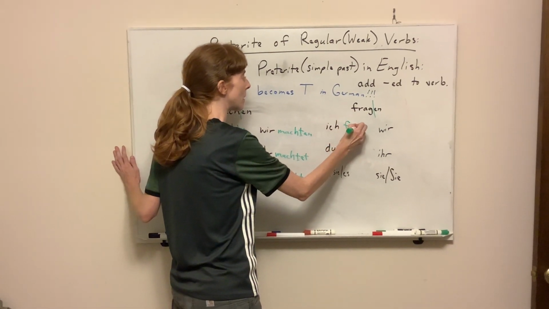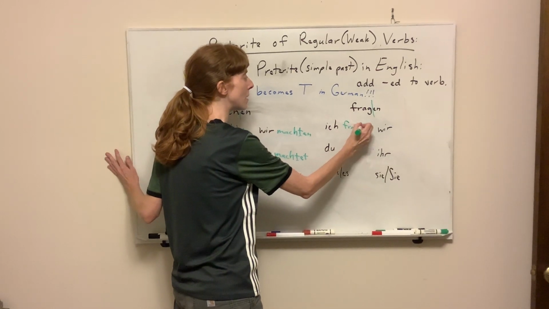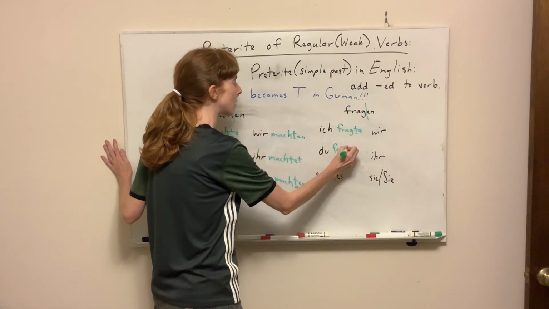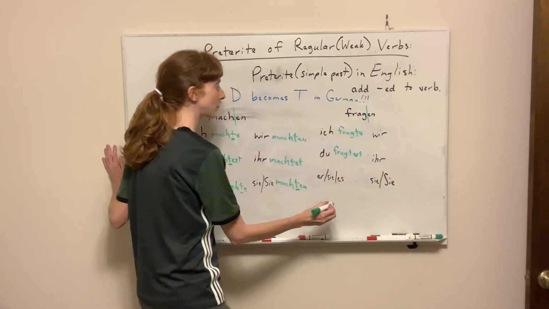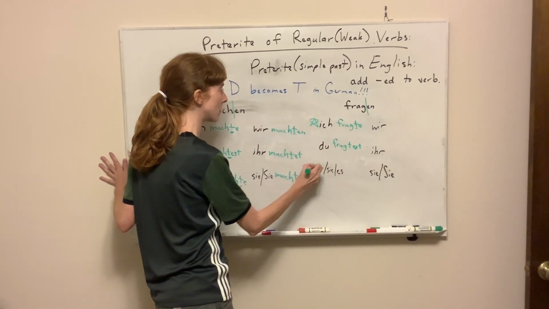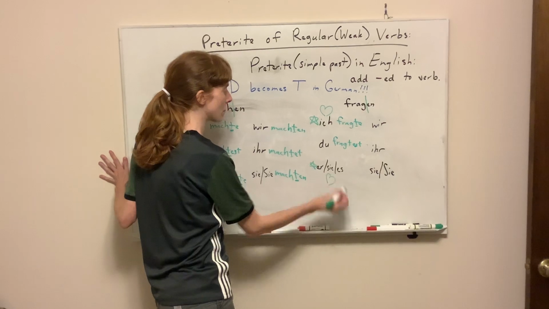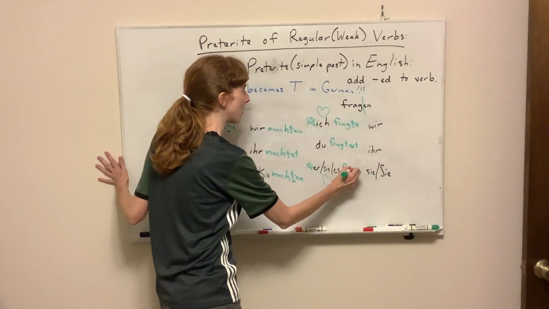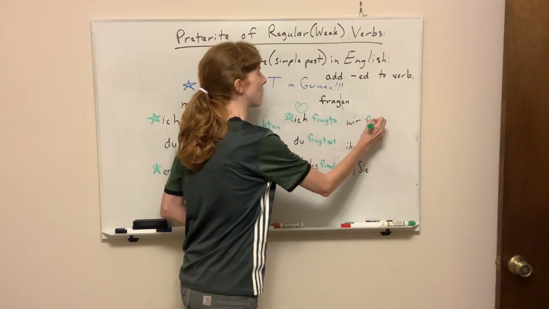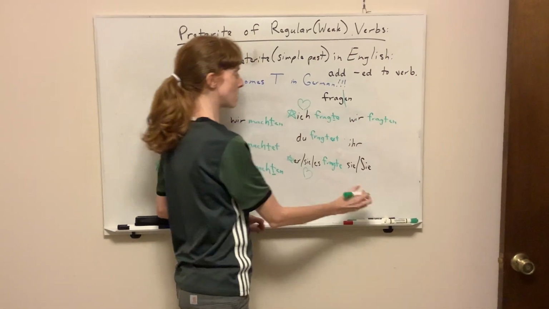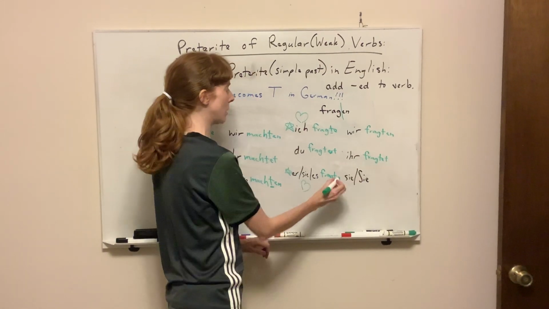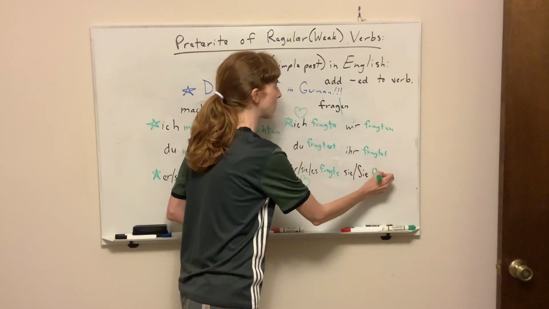Now I'm going to do one more just to kind of give you the pattern. Ich, instead of frage, fragte. Du, fragtest. Sie es, and remember these two have to be the same because they love each other. Sie es, fragte, wir fragten, ihr fragtet und sie und big Sie fragten.